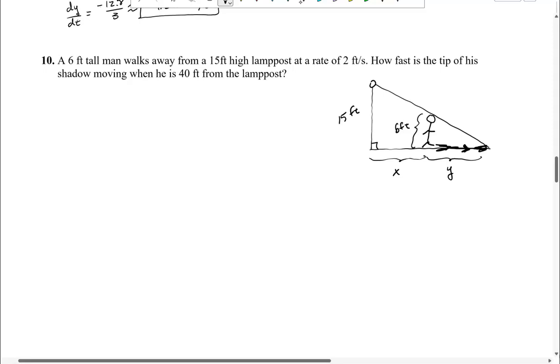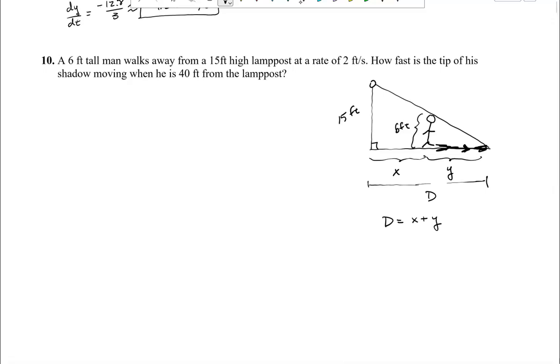And we want to find the rate at which the tip of his shadow is moving. That will require us to look at this full distance here, maybe call it capital D. So capital D is equal to x plus y. So now go ahead and find the rate of change in capital D with respect to time.